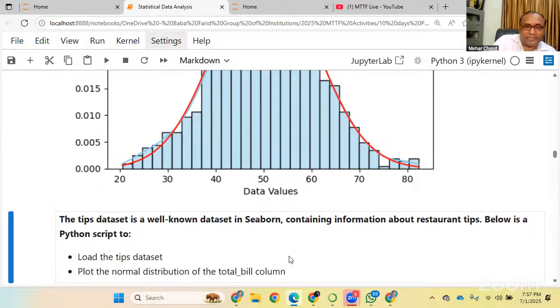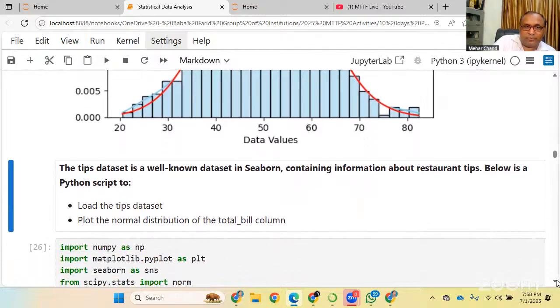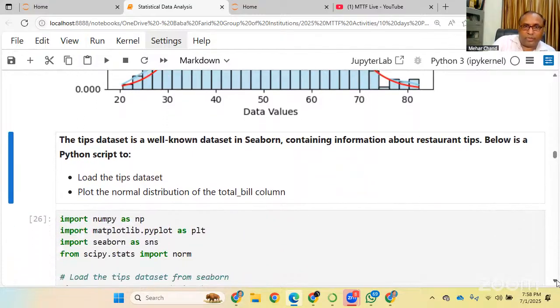And in the next example, we are loading the data set from Seaborn. As I told you, Seaborn itself provides us a data set and we can use it. Here, the restaurant tips data is there and we will use it. Below is the Python script. We will load the data set and then plot the normal distribution of the total bill column.